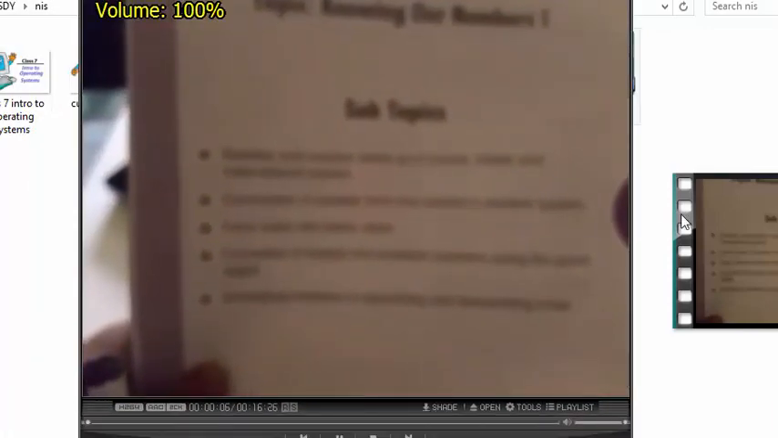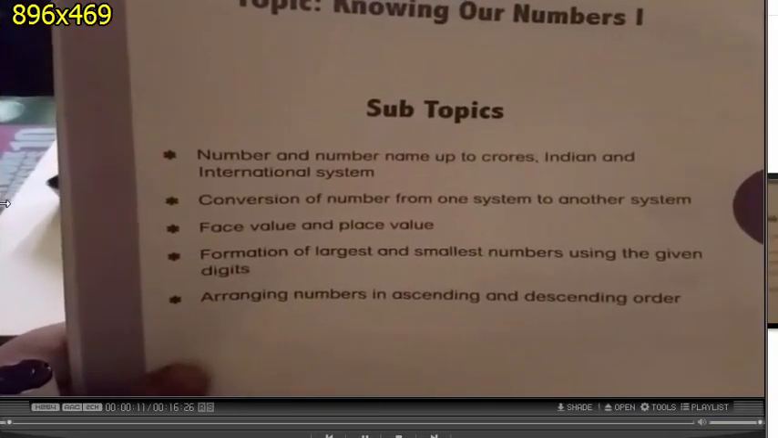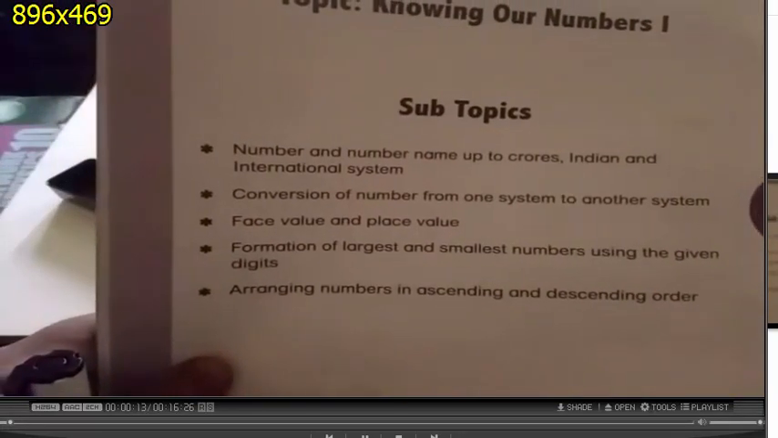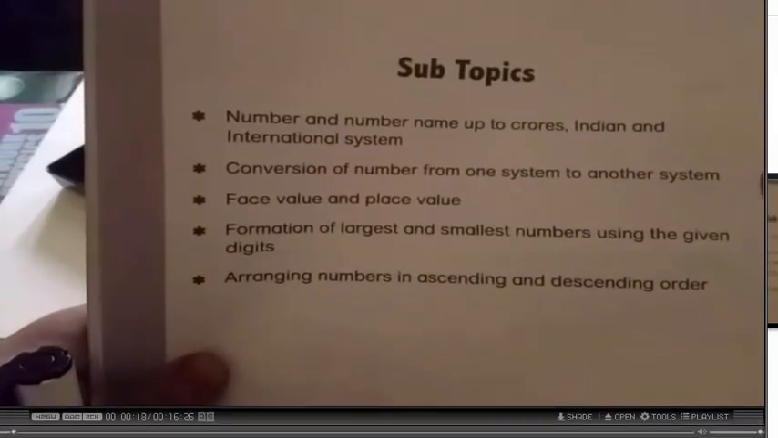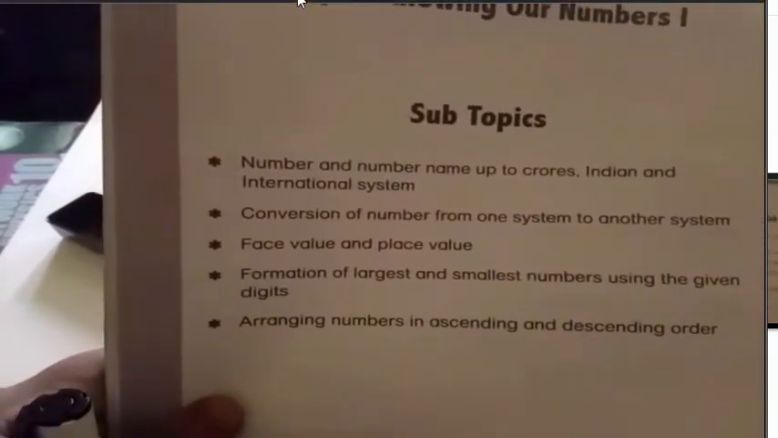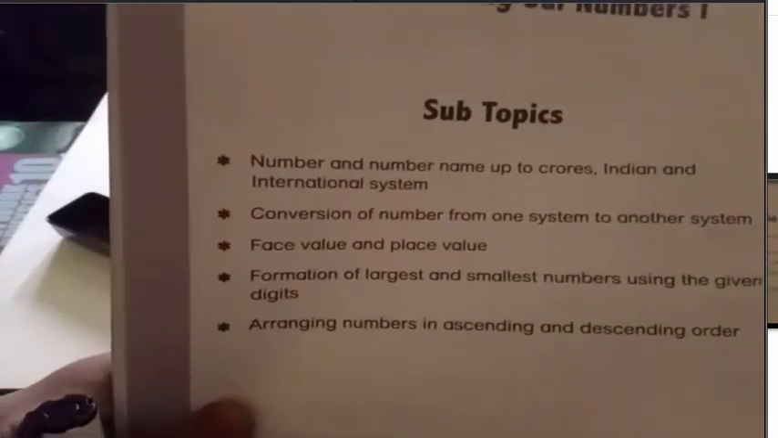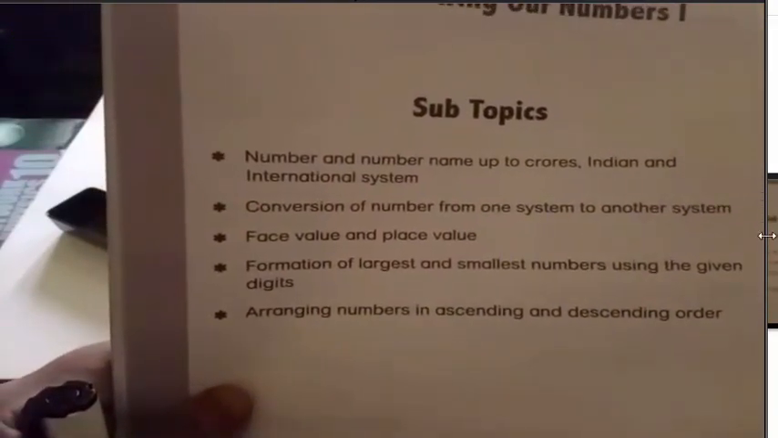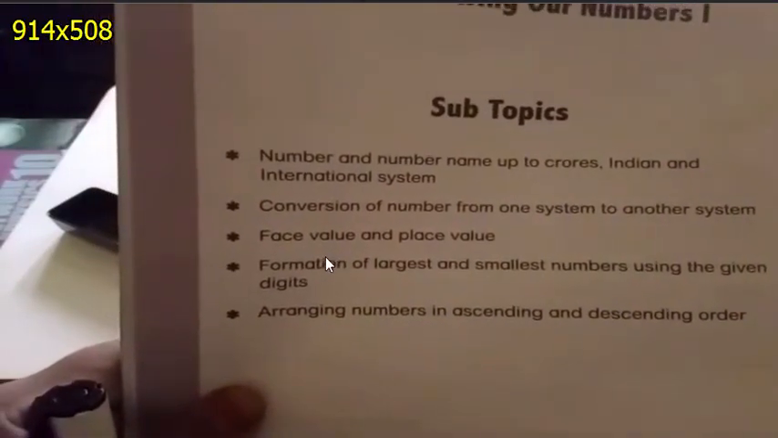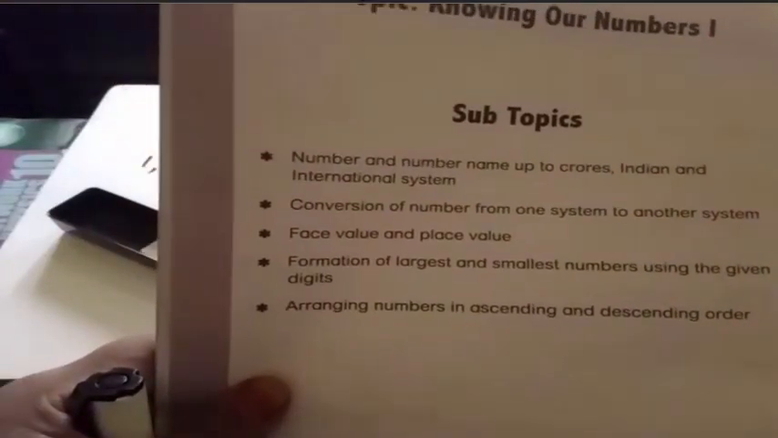Okay students, today's topic of discussion was knowing our numbers part 1 and the first subtopic is number and number names up to crores in Indian and international systems. So, what is the Indian and international system? As you have learned in your last year that there are two systems to name a number. One is the Indian, one is the international system. A quick review of what is the difference between the two.